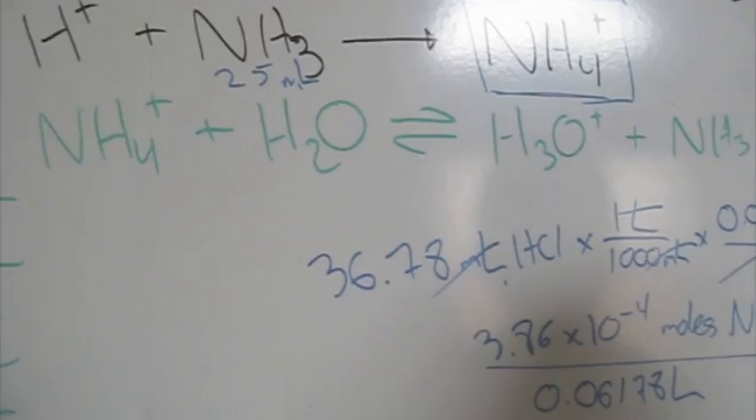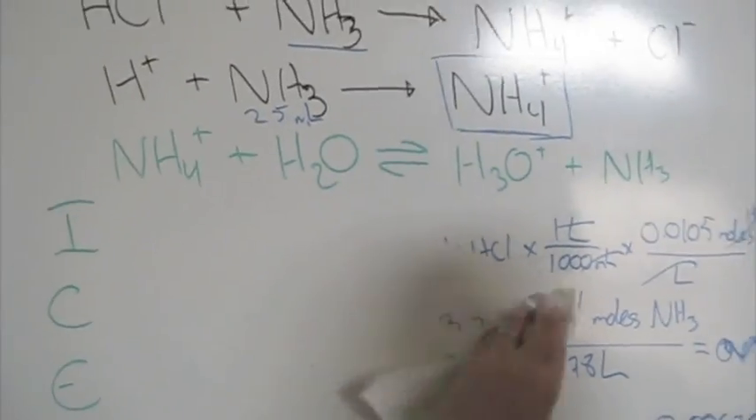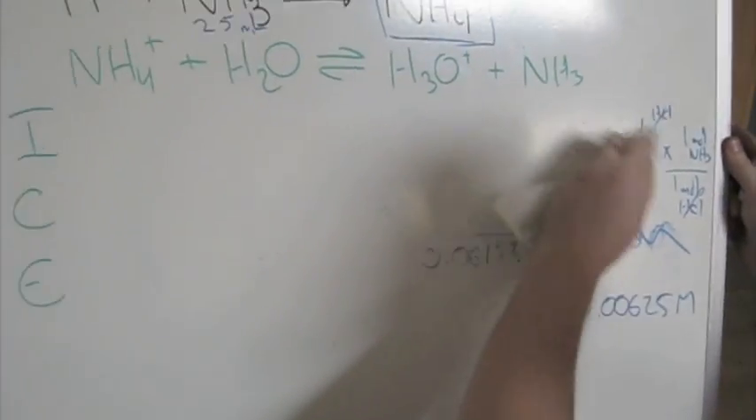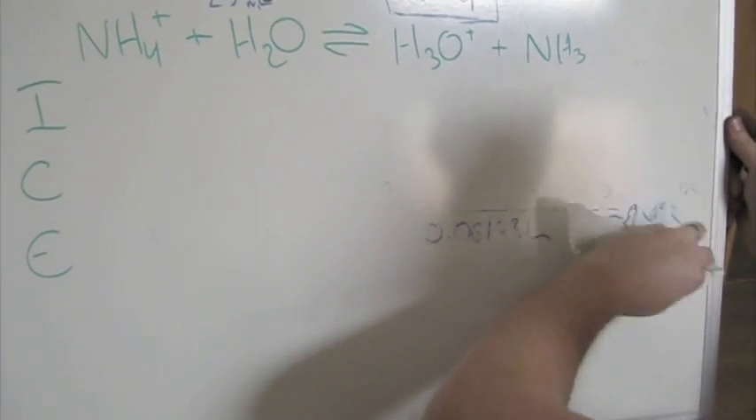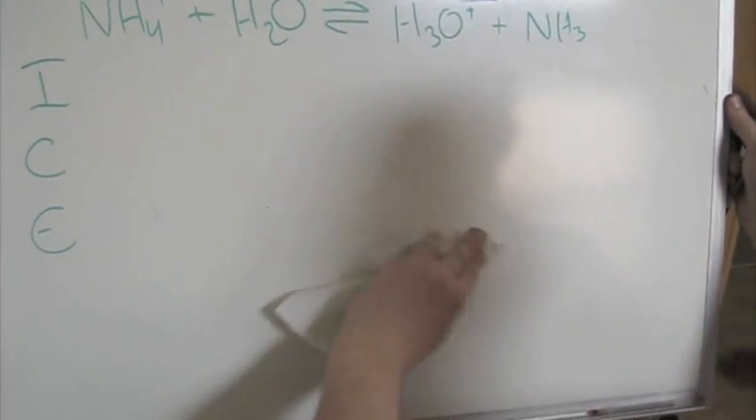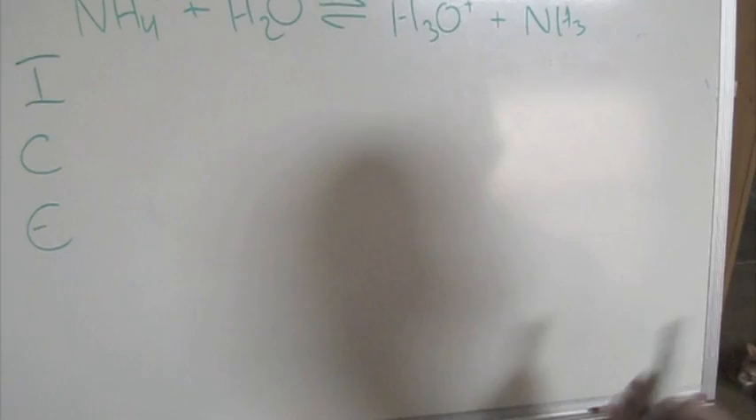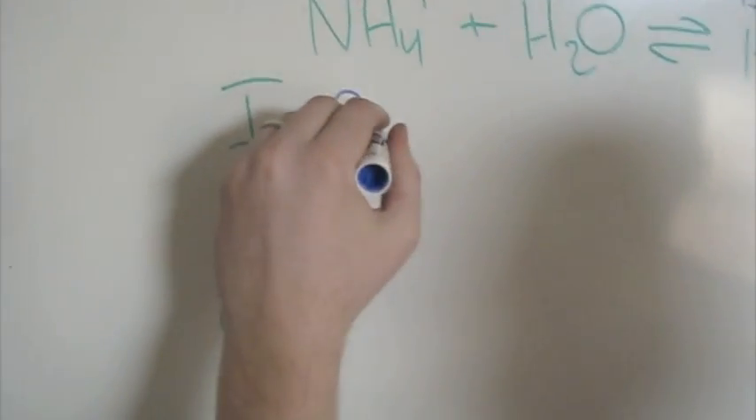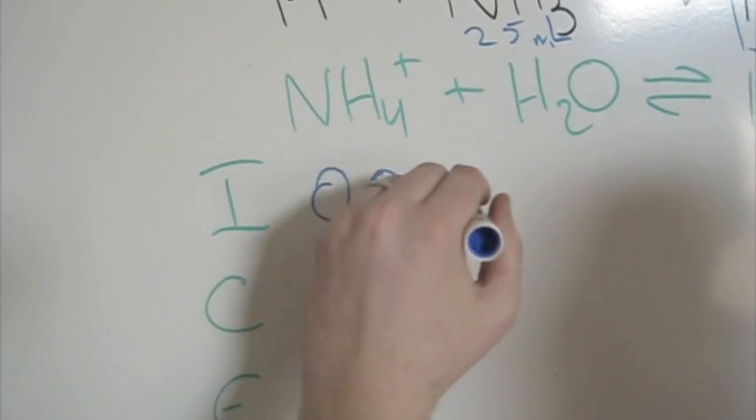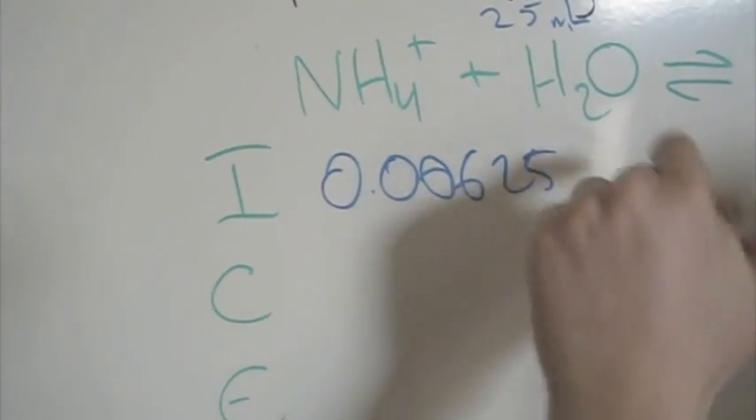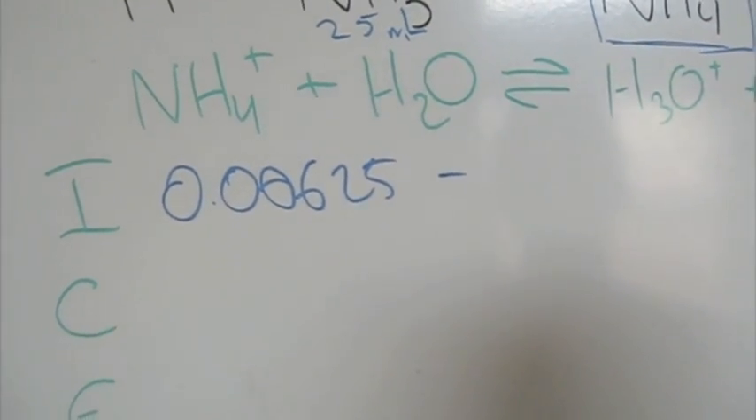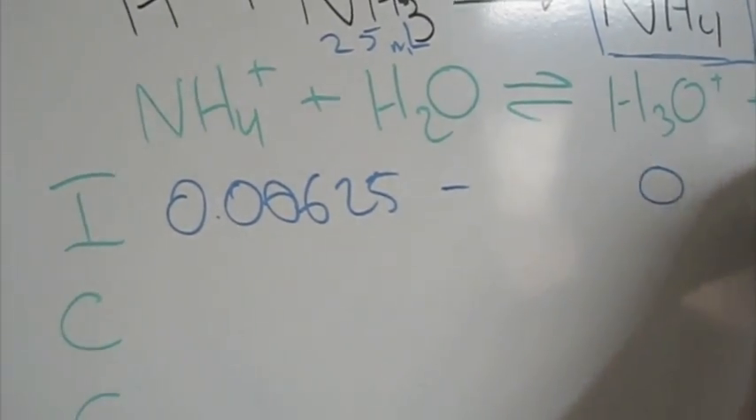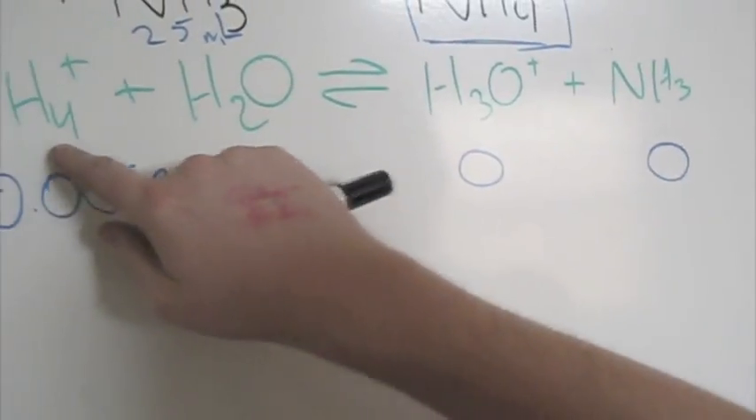Okay, so let's erase all this stuff here and plug our concentrations into our ICE table. The initial concentration of the ammonium ion is 0.00625 molar. We don't care about water, like we said, because the concentration doesn't change. This is going to be 0 and this is going to be 0 if we're starting from this step.